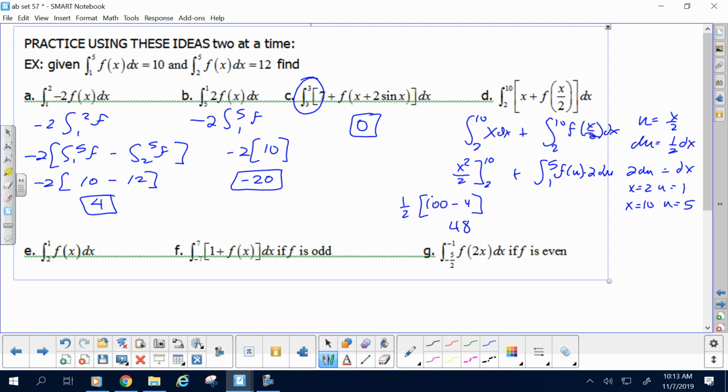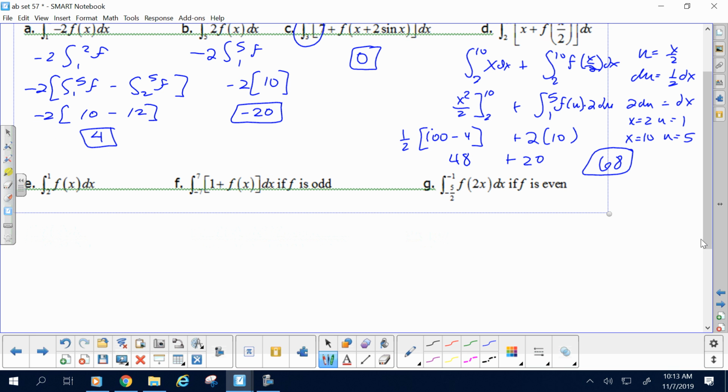And what will that come to? When I pull the 2 out front and replace the integral, 2 times 10, so 20. So our overall answer is 68. Okay? Scratch F and G. What about E?